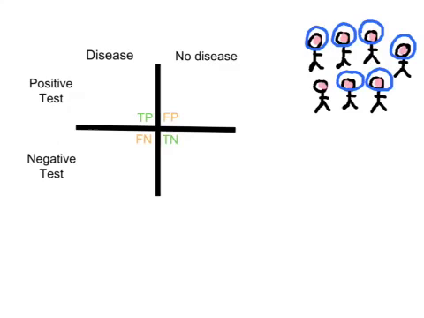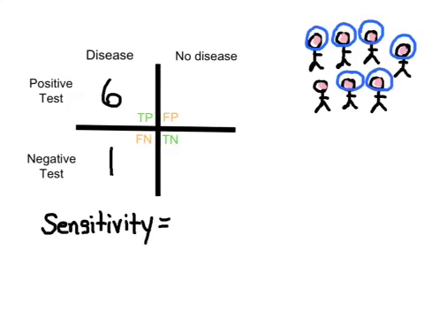So what we have here, we're again focusing on the people with the disease for sensitivity. Out of 7 total people, we have 6 who tested positive, and we have 1 who tested negative. So the sensitivity of the test is, again, the proportion of people who have the disease that tested positive. That would be the true positives over all of the people with the disease, which is the true positives plus the false negatives.